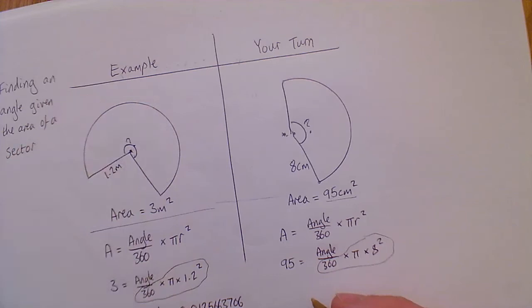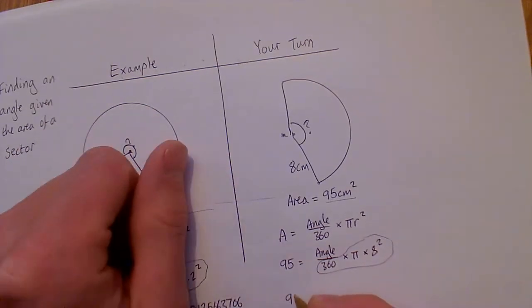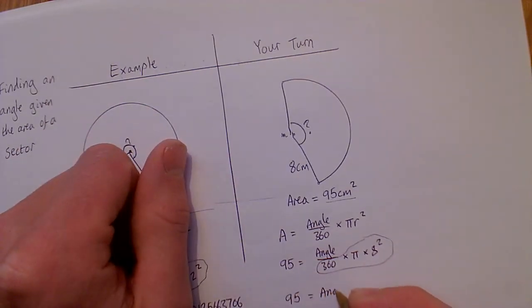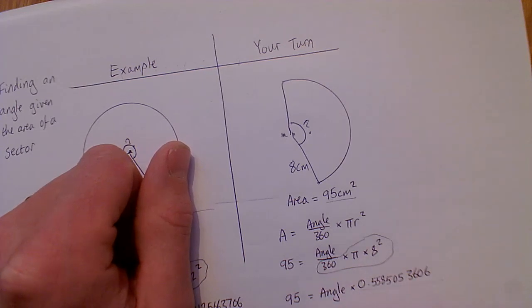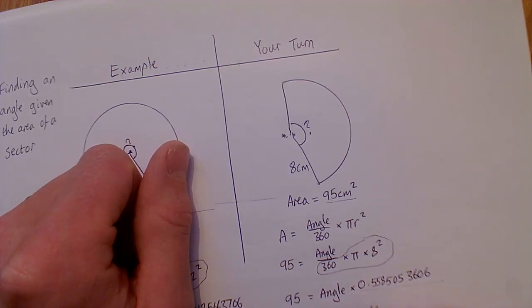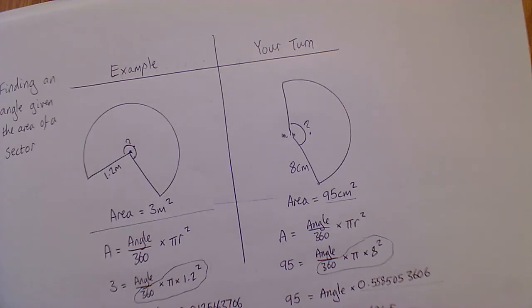Putting that into the calculator, we should get that 95 is equal to the angle times 0.5585053606. Dividing both sides by that number gives us that the angle equals 170.096845, etc. Rounding that to the nearest degree, 170 degrees.